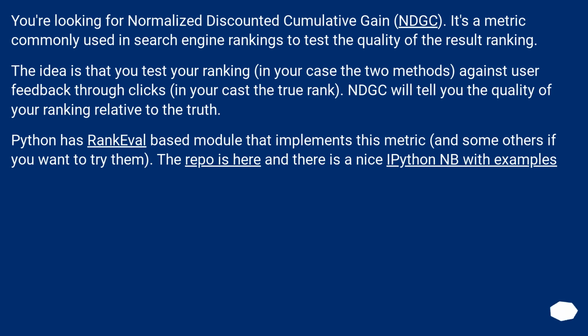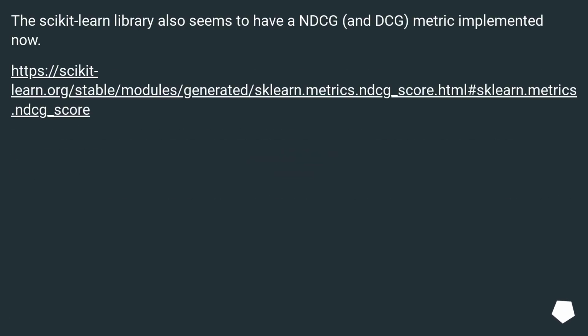Python has a rankeval-based module that implements this metric, and some others if you want to try them. The repo is here, and there is a nice IPython notebook with examples. The scikit-learn library also seems to have an NDCG and DCG metric implemented now. This URL.